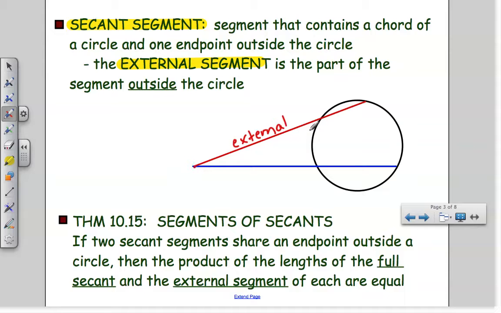It goes from that point outside just up to the circle. And in the blue secant segment, here's your external portion. It goes from that point outside to just where it hits the circle. Okay, again, external means the outside portion.